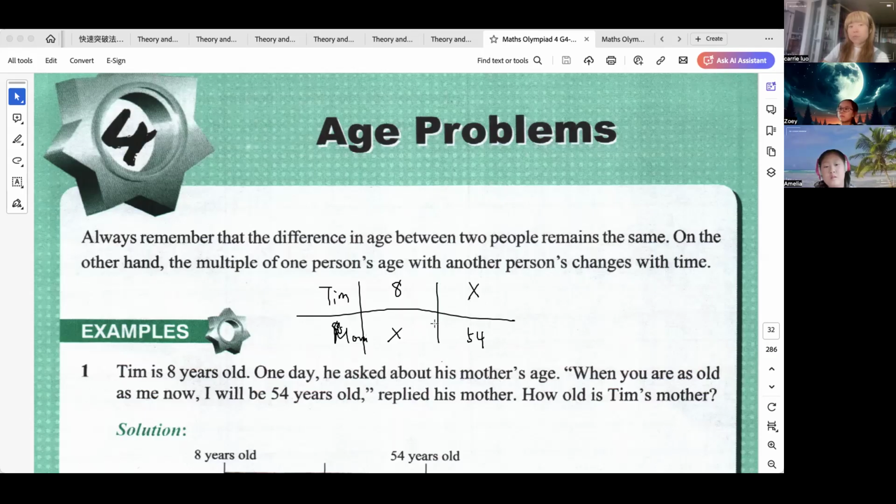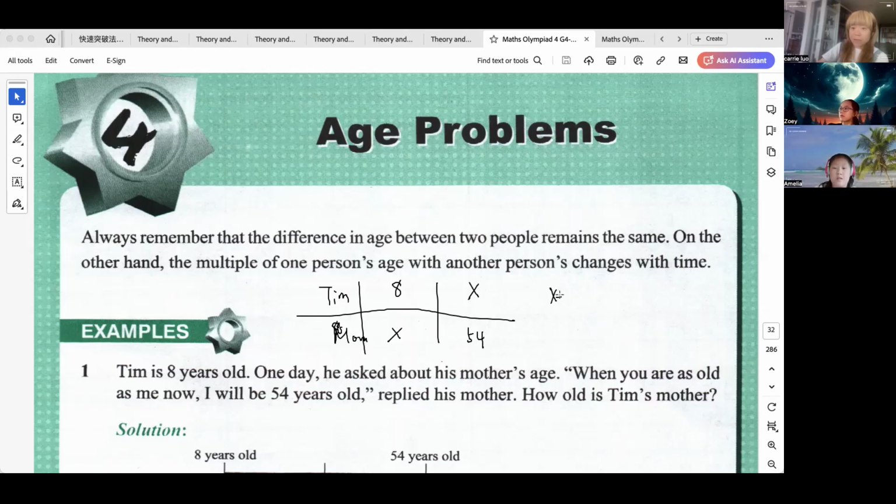When we're learning age problems, which part is the most important thing? The difference between two people is not going to change. For instance, the difference between me and Peng Peng is 31 because I had her when I was 31 years old. So I'm always 31 years older than Peng Peng, correct? Till I pass away. Right? So the difference between two people always stays the same.